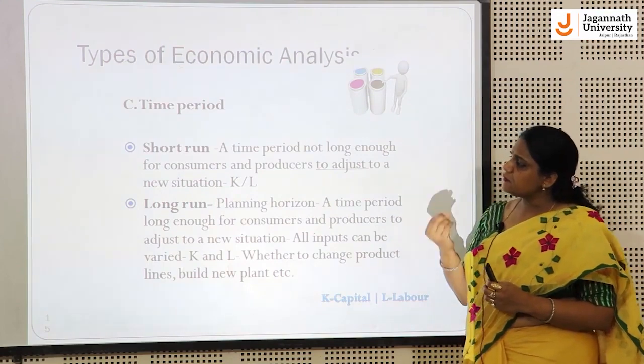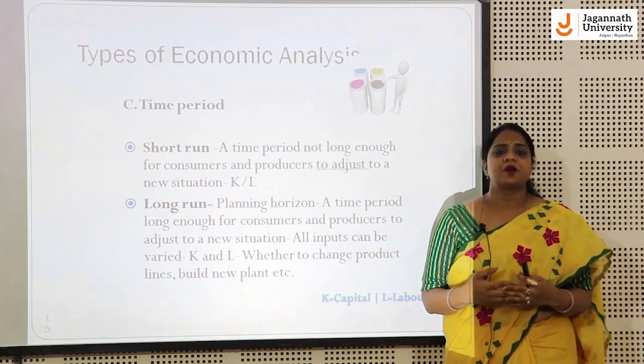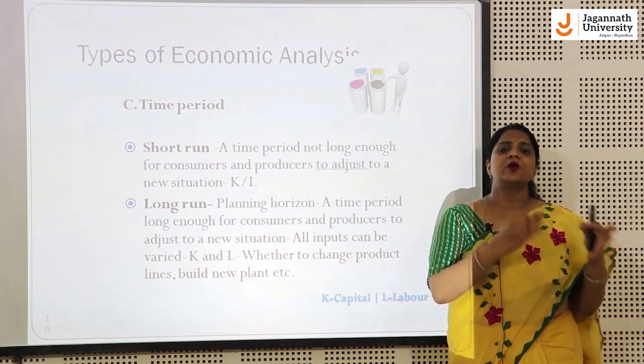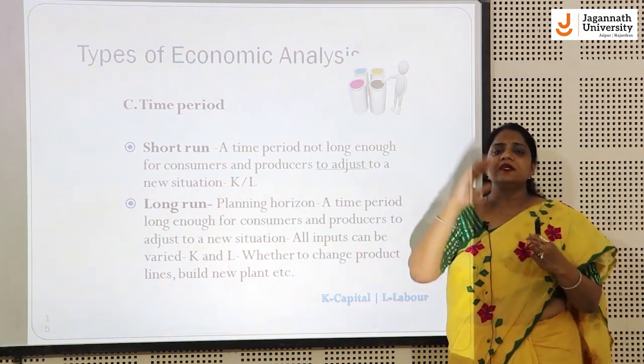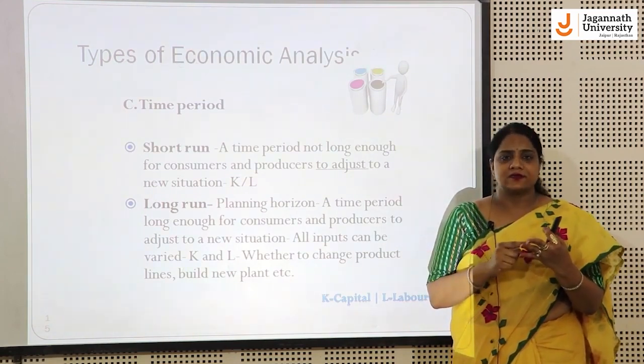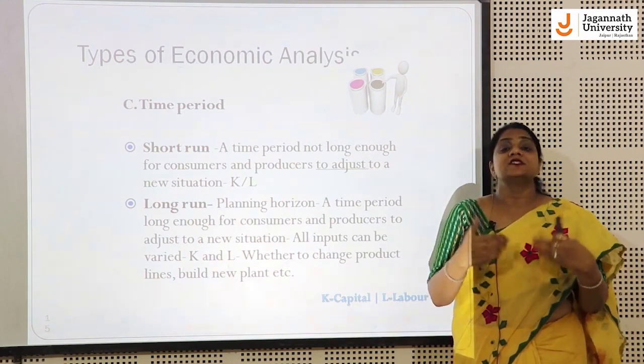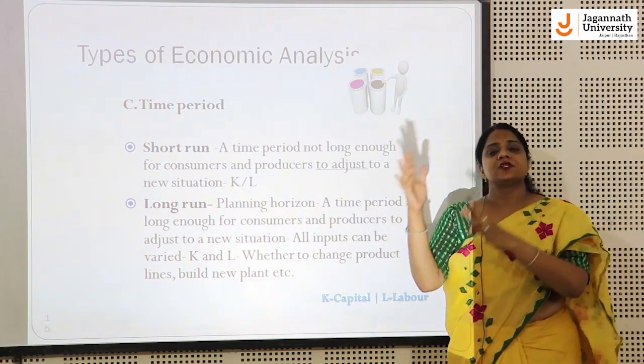Let me give you a very small example. In the short run, if I have to raise my production level, I can raise it from 100 to 110, 120. There is a limit to it because I can change only some things out of these five factors of production, right? Like I can change labor and I can increase the production up to a certain extent.